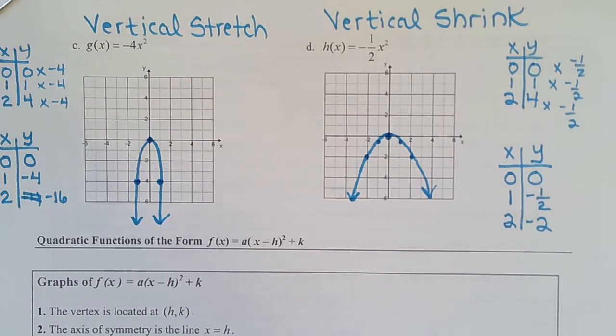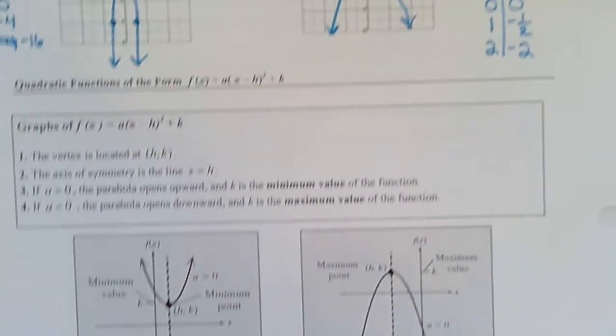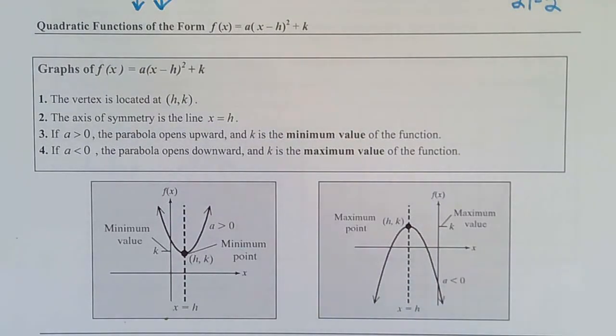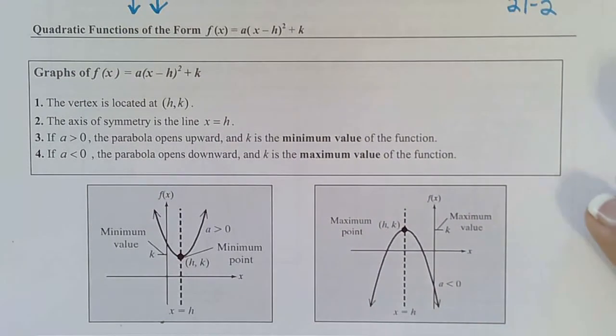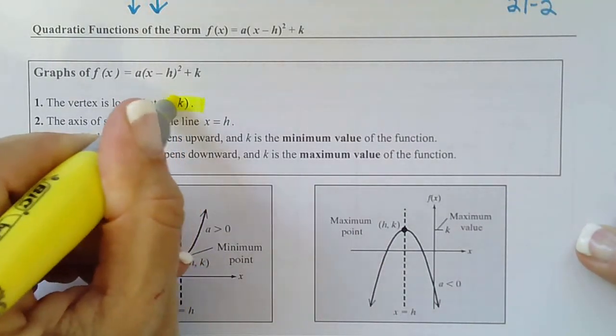Okay, let's go over this next box and then we'll practice on the example on the next video. So now we're going to put it all together. We're going to have parabolas that move left, right, up, down, vertical stretch, vertical shrink. So not just one thing is happening to them, many things are happening at once. So probably the most important thing in this whole box is how you identify the vertex.